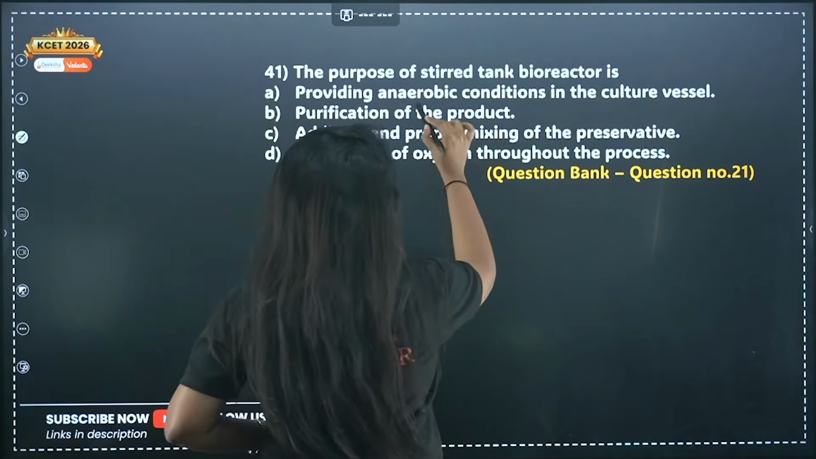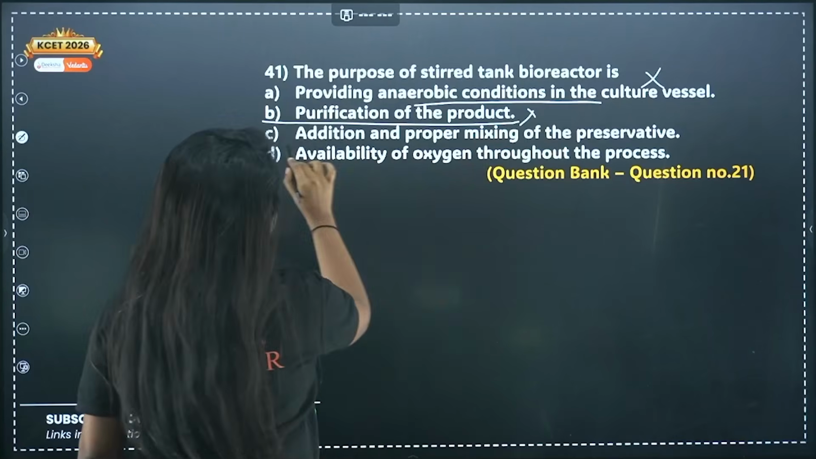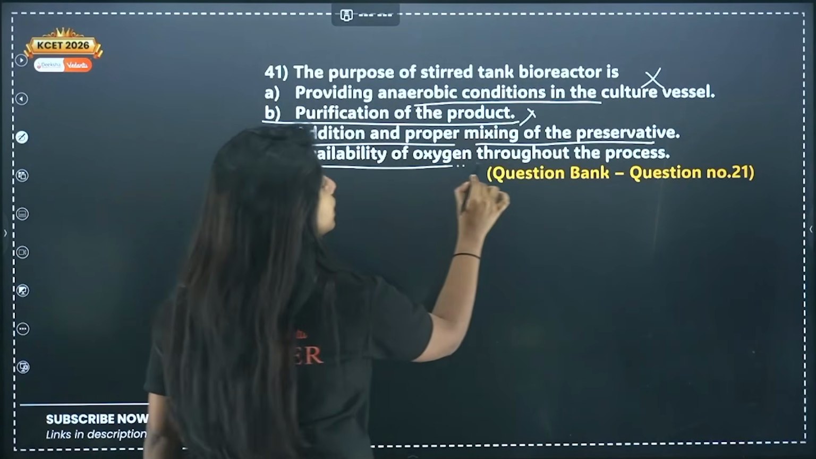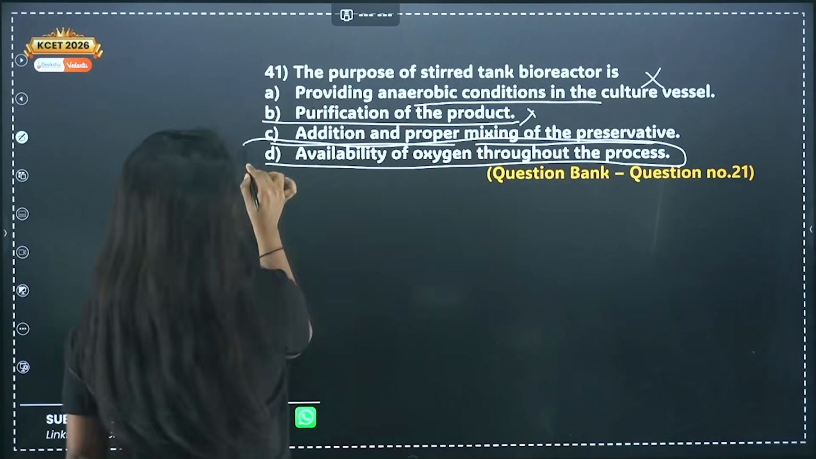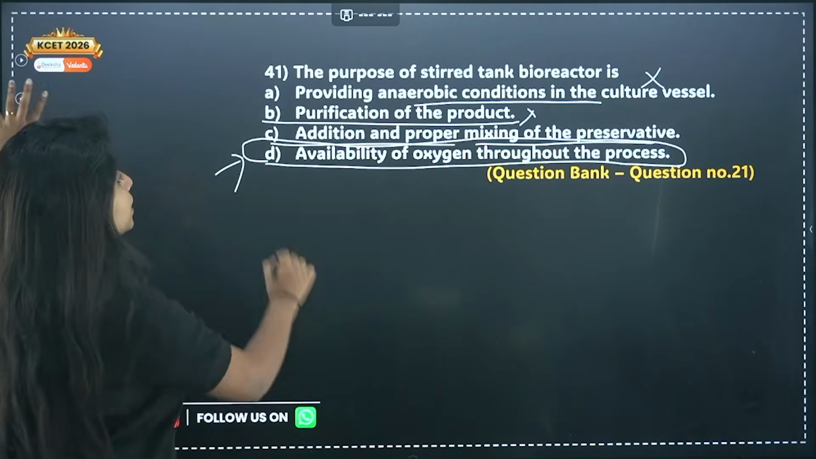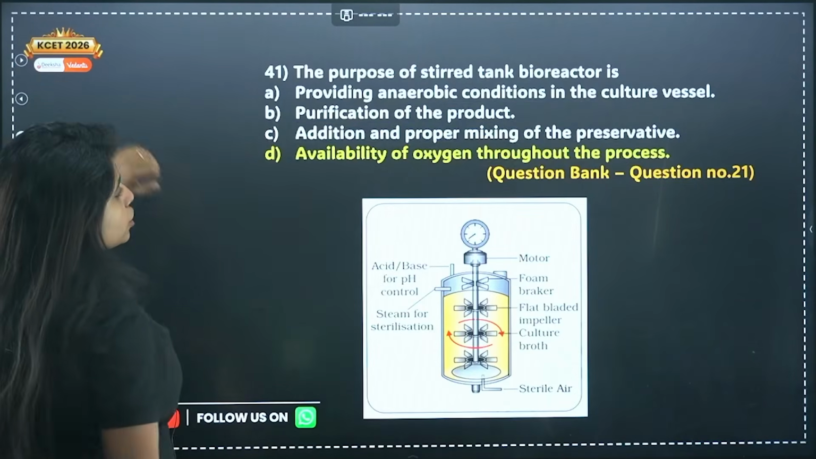So providing anaerobic conditions in the culture vessel, wrong. Purification of the product, no. Addition and proper mixing of the preservative, somewhat yes. But availability of oxygen throughout the process, that is super important. Otherwise, the bacteria are not able to grow. So the stirred tank bioreactor's purpose is this. Please don't get confused between these options. The answer for this question is D.